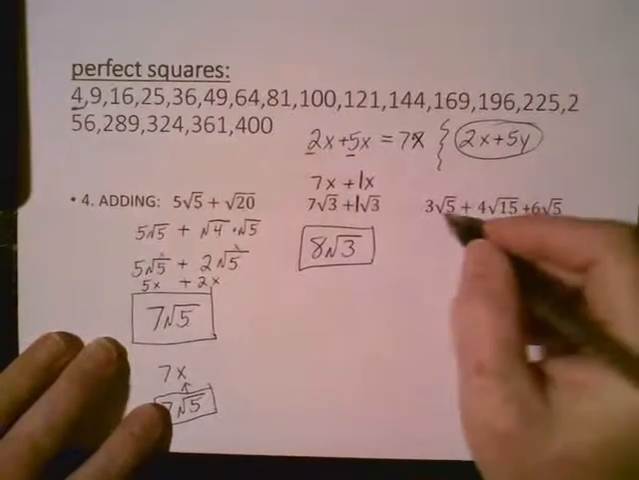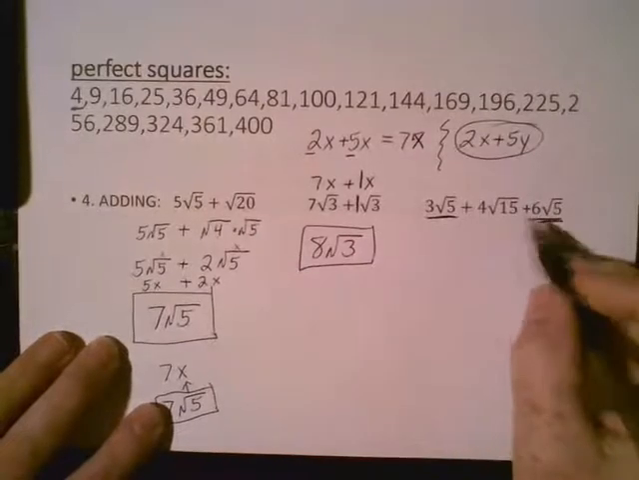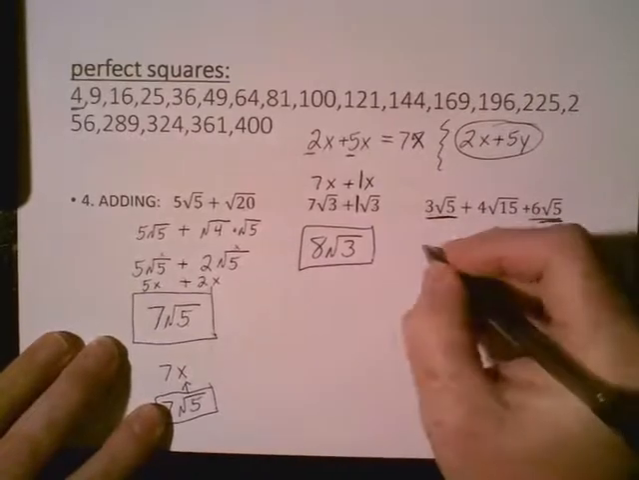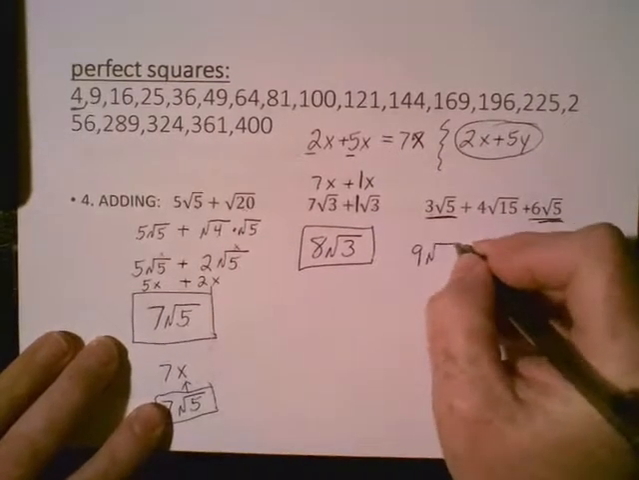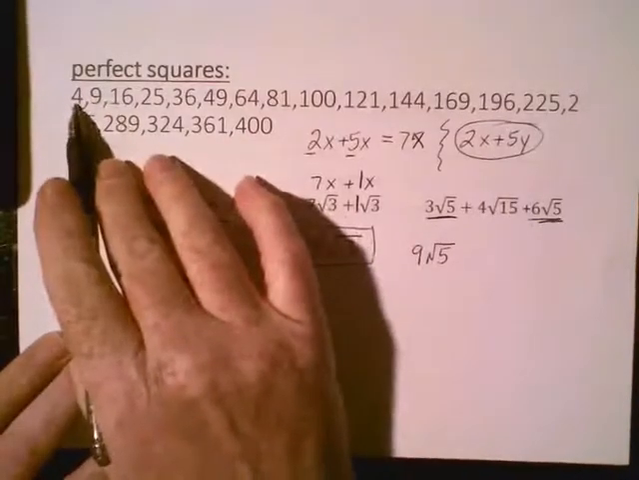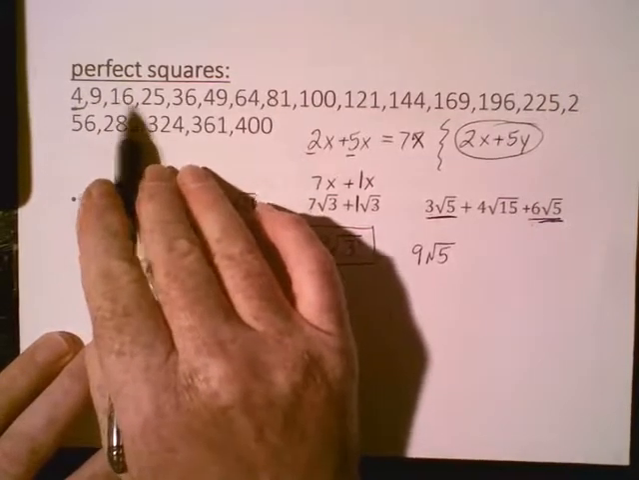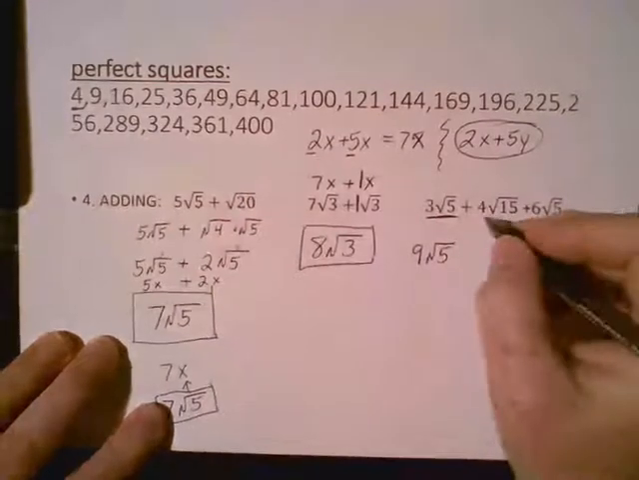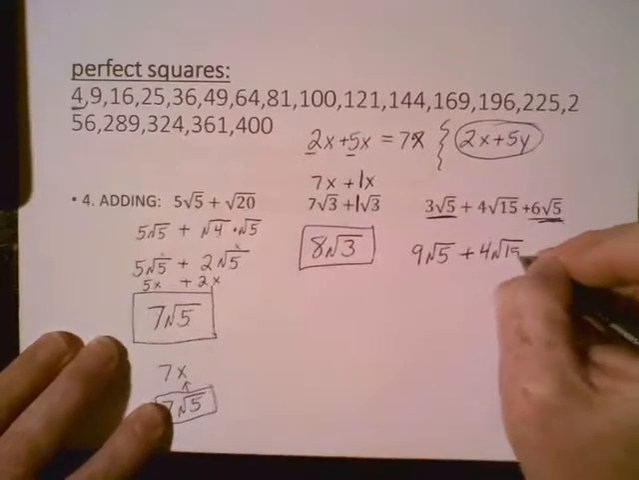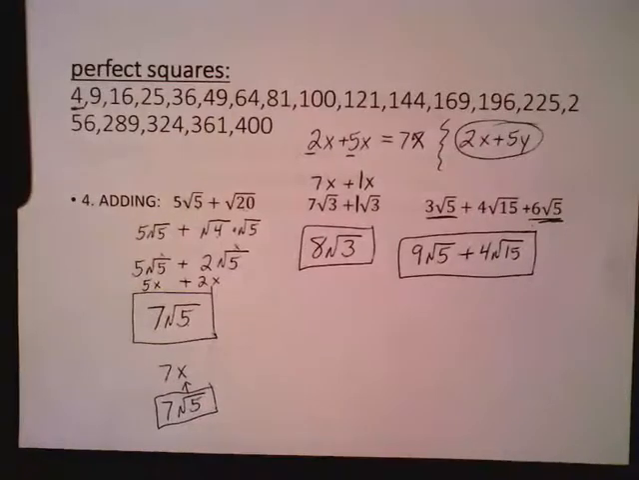Next one, we look at these, and these two are like terms. So we could just go ahead and add those together or subtract them if that was the case, but here it's addition. So it's 3 plus 6, well that's 9 times the square root of 5. The square root of 15, we could try to break it down, but 4 won't go into 15 evenly, 9 won't go into 15 evenly, and 16 and everything else is too big. So that won't simplify any farther. So we write down 4 times the square root of 15. That's as simplified as that expression can get. It will not get any simpler.